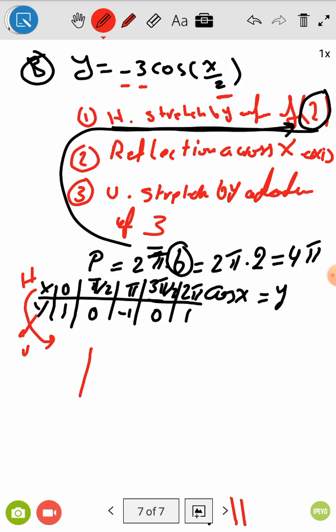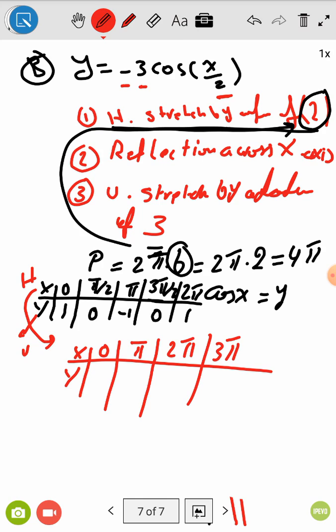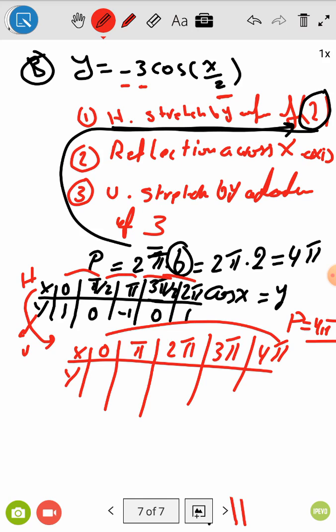So x, y. So 0, pi, and look at the function now, it's a stretch. 2 pi, 3 pi, 4 pi. It's good. So now look at the range or the period, it's going to be 4 pi exactly. And look at now the distance, it was pi out of 2, like what I mentioned, multiplied by 2, it's going to be pi, the difference is pi. Now let's multiply by -3, so it's -3, 0, positive 3, and 0, and again -3.